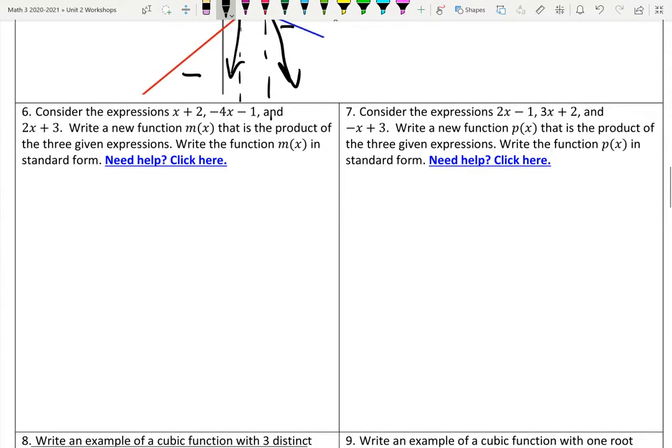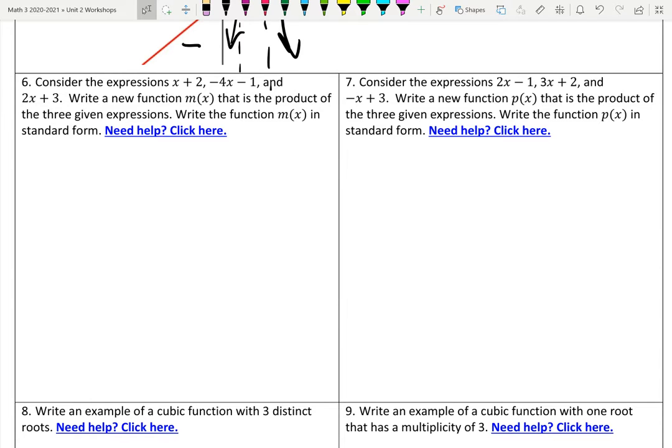All right, number 6 is basically saying, consider these expressions, group 1, group 2, and group 3. Write new function m of x as the product of the 3 given expressions. Write the function m of x in standard form. So product means multiply. We're supposed to know that. That's supposed to be common knowledge. So I'm going to multiply this group times this group times this group. They're all going to be in parentheses.